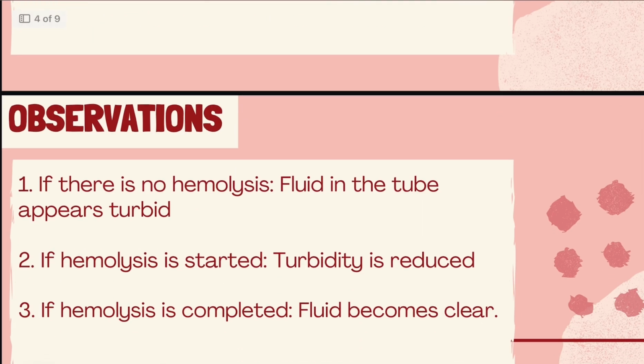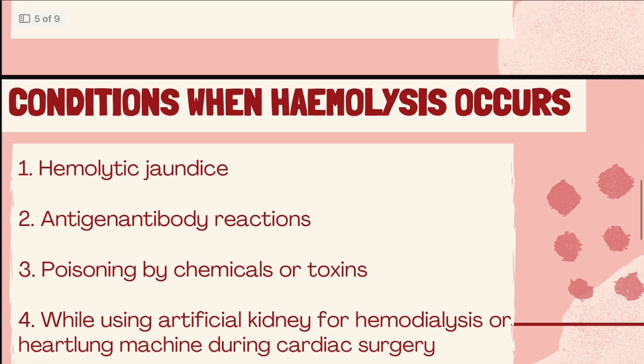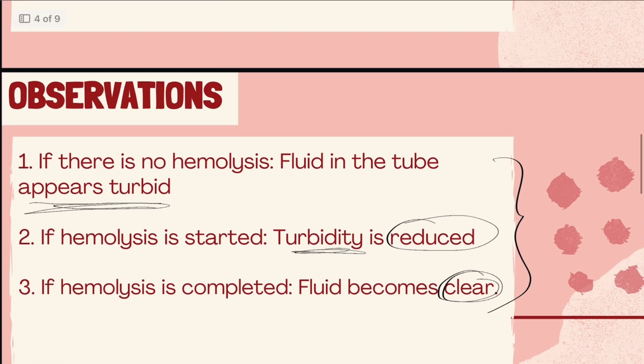After some time the following three results can be seen. If there is no hemolysis or no breakdown of the RBC, the fluid in the tube appears turbid. If hemolysis has started, then the turbidity is reduced, and if the hemolysis is completed, then the fluid becomes clear. So these three are the most prominent results that we can see. It is very simple, because whenever the hemolysis is completed, the heavy broken-down parts of the RBCs settle down. Consequently, the fluid will be clear. So it is very easy to keep in mind like this.